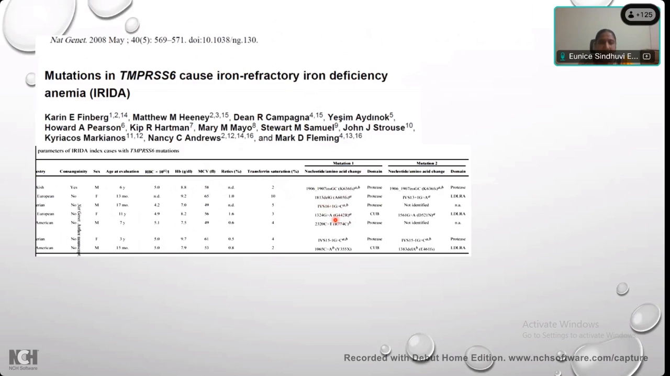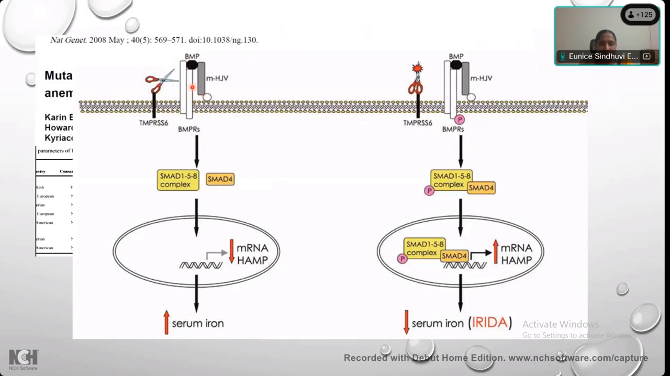So what does this TMPRSS6 do? How is this contributing to iron refractoriness? TMPRSS6 is a transmembrane proteinase. So what happens is this TMPRSS6 acts on this hemojuvelin and cuts the hemojuvelin. As I told earlier, this hemojuvelin needs to bind to the BMP for the SMAD signaling to happen and decrease the production of hepcidin mRNA synthesis.